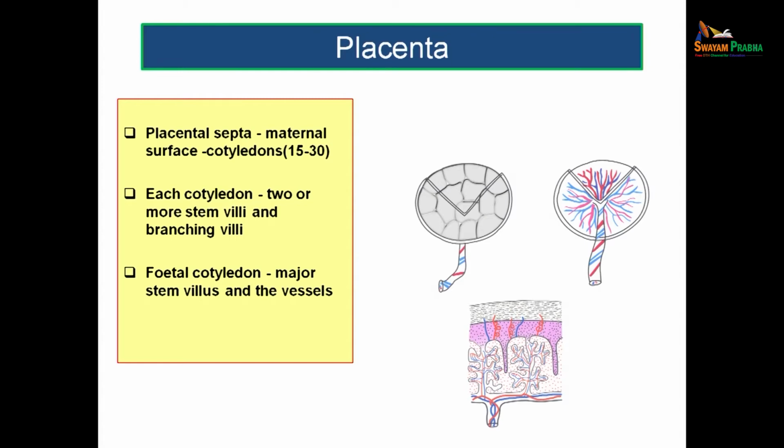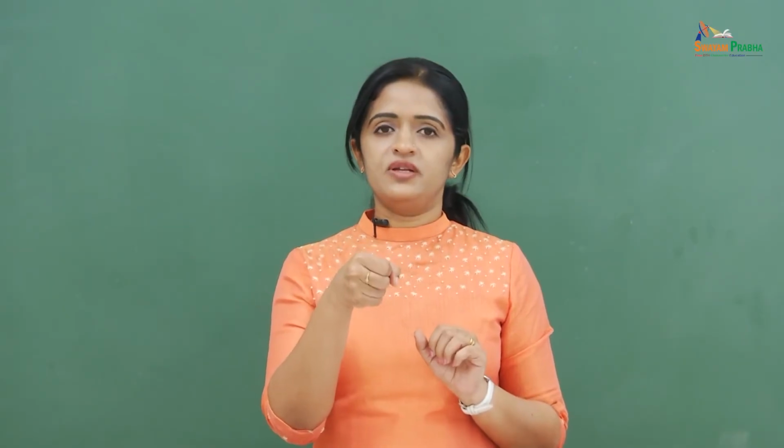Similarly, there is another term known as the fetal cotyledon. So, what do you mean by fetal cotyledon? The maternal cotyledon is seen from the mother's surface. The fetal cotyledon means if you look from the fetal surface, you can see a major stem villus, and you can see the blood vessels running through each stem villus. So, each stem villus with the fetal capillaries, you call it a fetal cotyledon.